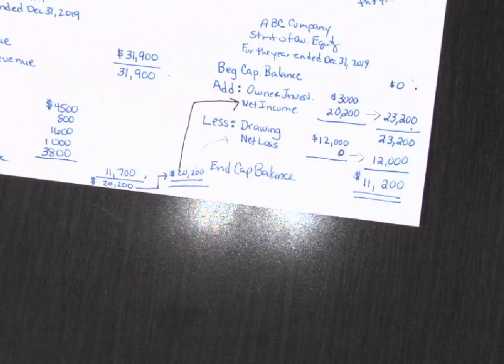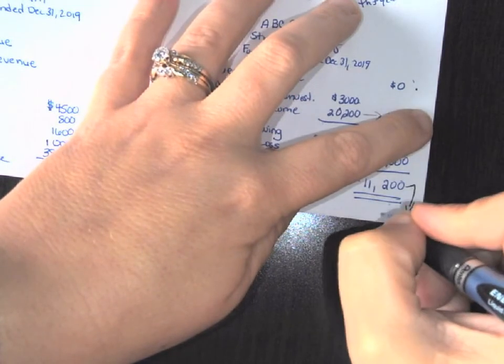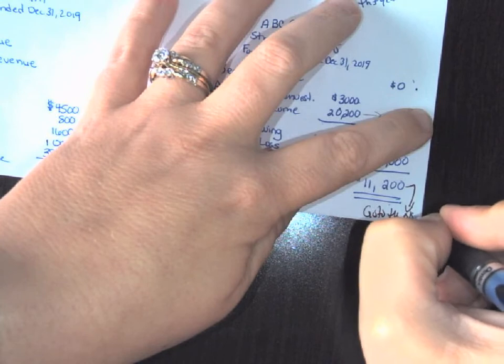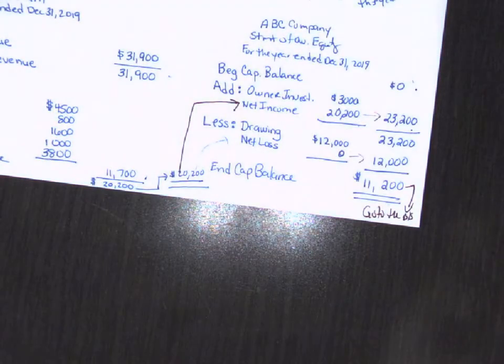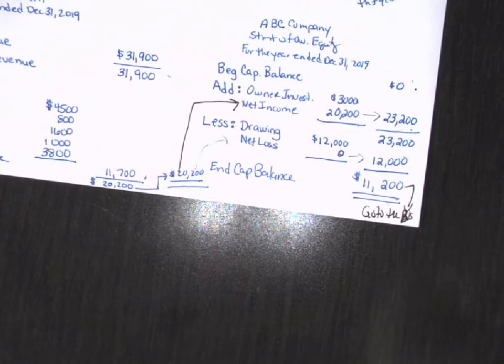That $11,200, once you've finished with that and you are ready to move on down, the thing to remember here is that this amount is going to go to that balance sheet. So it will go to the balance sheet. Sorry, can't read that real good. That is where that's going to go for our capital account.